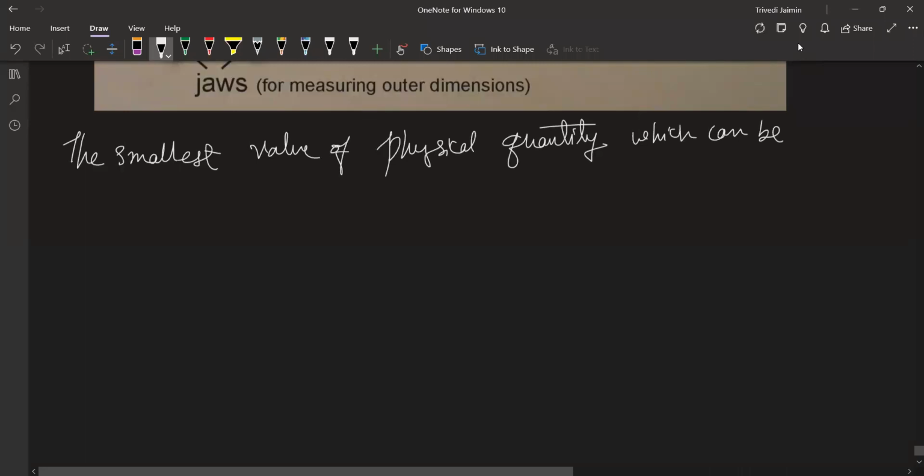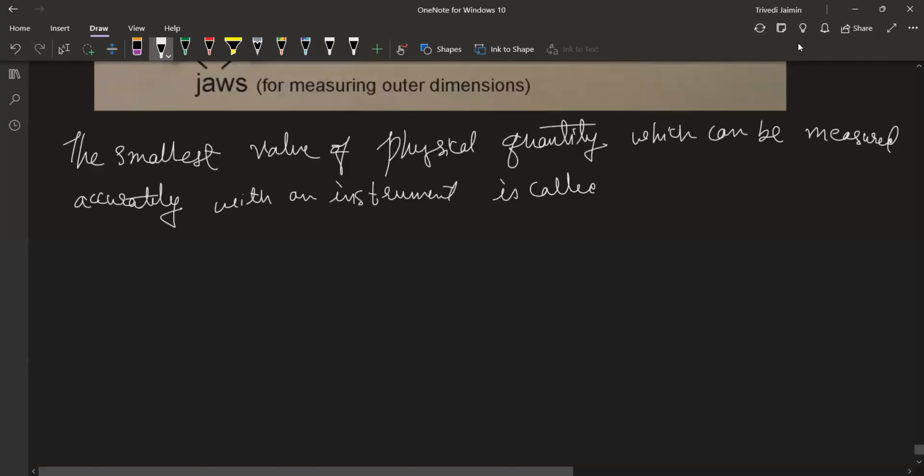Which can be measured accurately. Which can be measured accurately is called the least count of that instrument, like the measuring instrument which we are using.